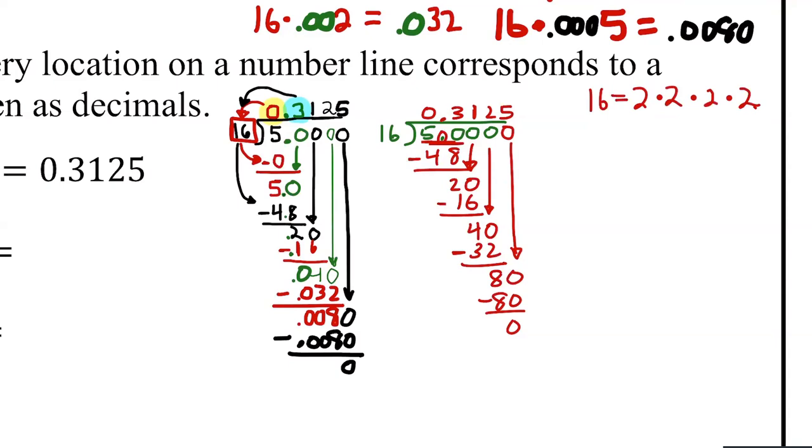So it's 4 2s multiplied together. Or you could write it as 2 to the 4th power, but at this age group, you're probably not getting into exponents, or at least not too frequently, right? So what you can do is, if I want to divide by 16, so 5 divided by 16 is the same as 5 divided by 2 divided by another 2 divided by another 2 divided by another 2.